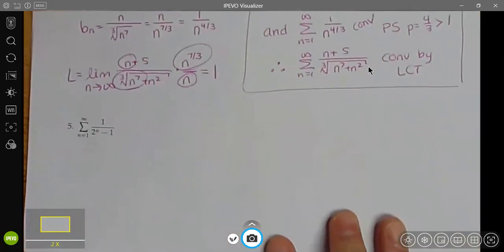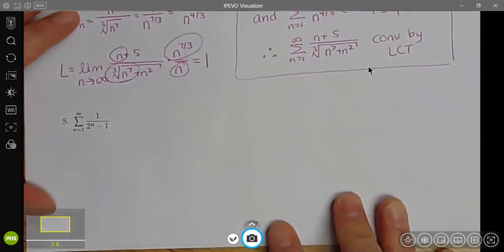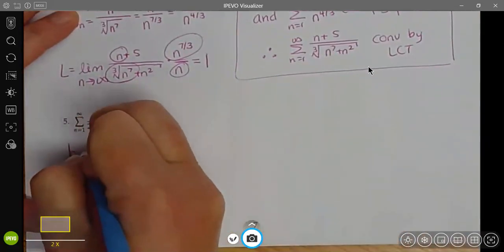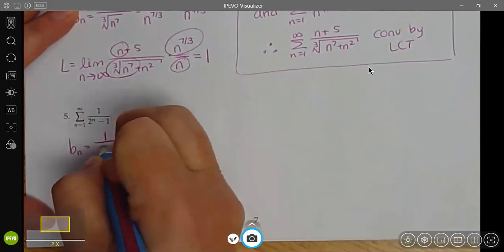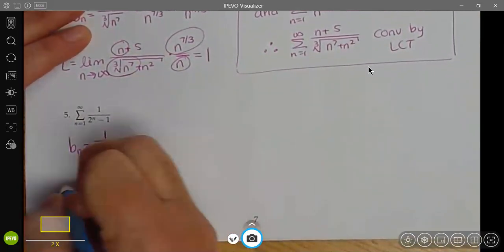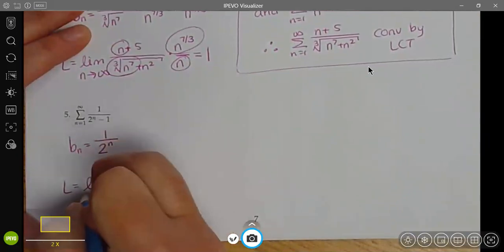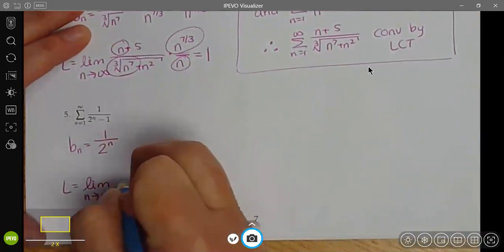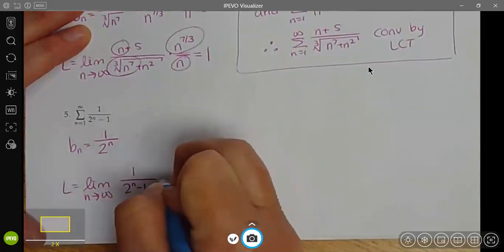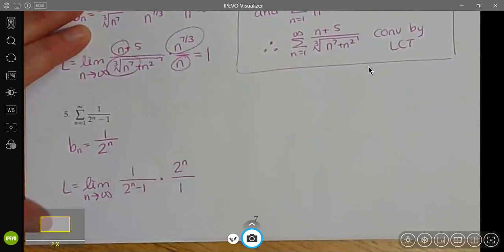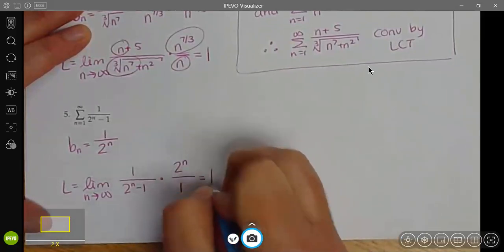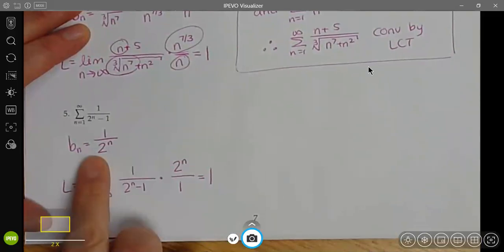So this is a little different. This one's going to use a geometric series in it. So my b sub n, my numerator will be a 1, since there's not anything else in that numerator, and the biggest term in the denominator is that 2 to the n. So L is going to be the limit as n goes to infinity of 1 over 2 to the n minus 1, times, put a 1 in the denominator and a 2 to the n in the numerator. So that 2 to the n here and the 2 to the n here, this limit is going to be a 1.